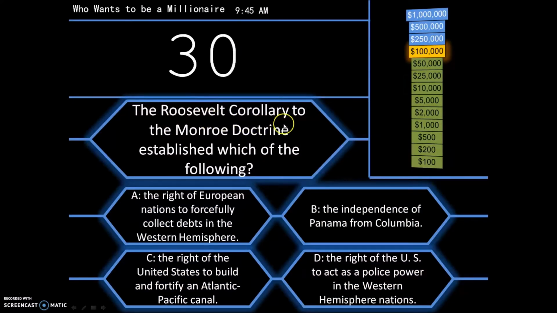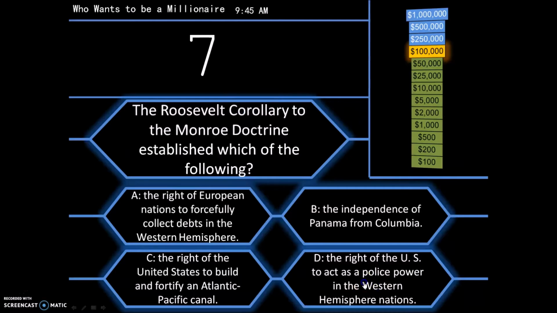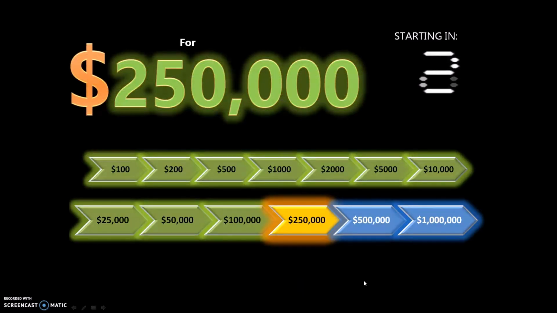The Roosevelt Corollary to the Monroe Doctrine established which of the following? A. The right of European nations to forcefully collect debts in the Western Hemisphere. B. The independence of Panama from Colombia. C. The right of the United States to build and fortify an Atlantic-Pacific canal. And D. The right of the United States to act as a police power in the Western Hemisphere nations. That's D. Okay, next question.